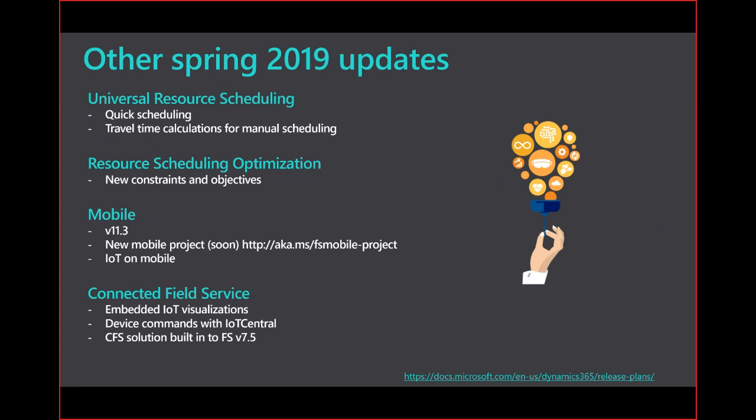Similarly, for those who know about RSO, Resource Scheduling Optimization, which is the automated scheduling solution, we are continuously coming out with new constraints and new objectives. And as part of the spring 2019 wave, we came out with new ones there.